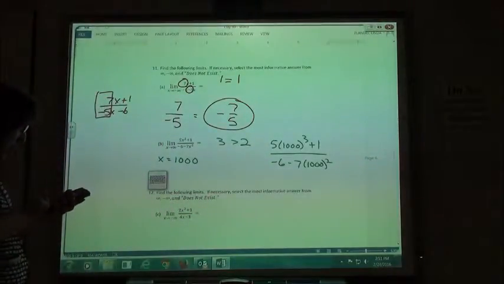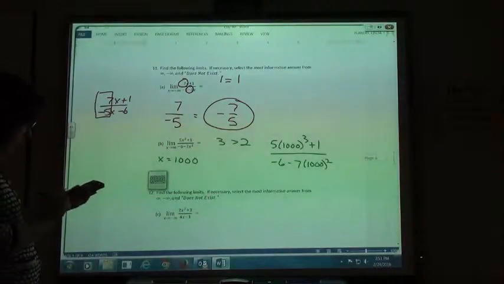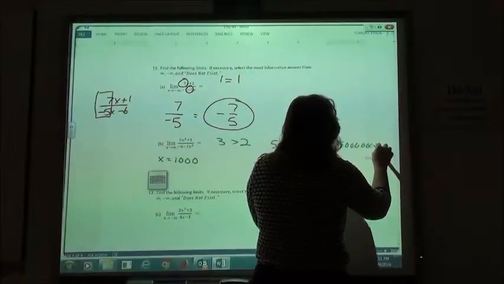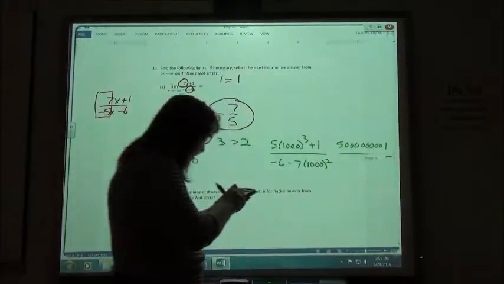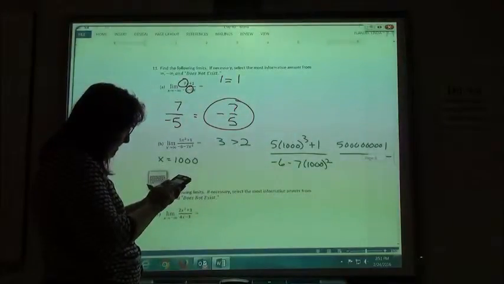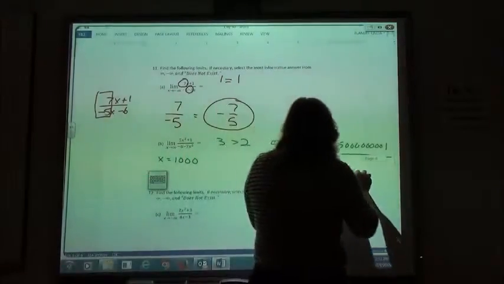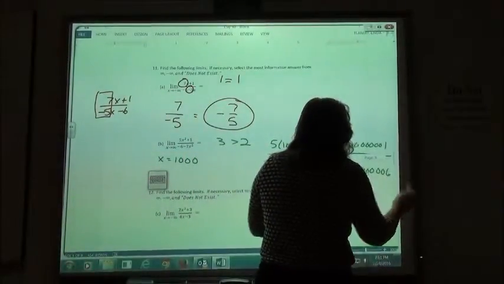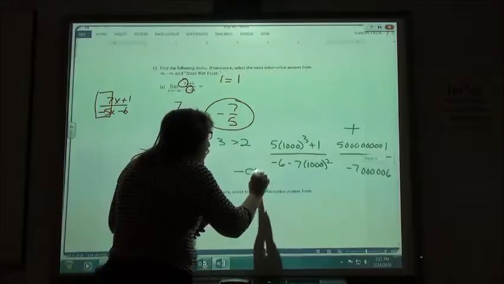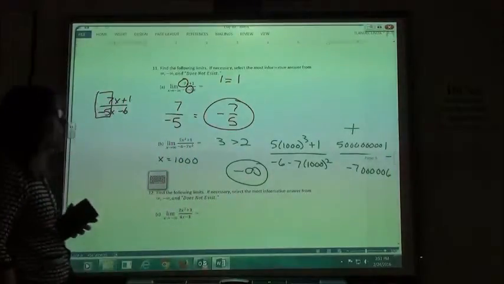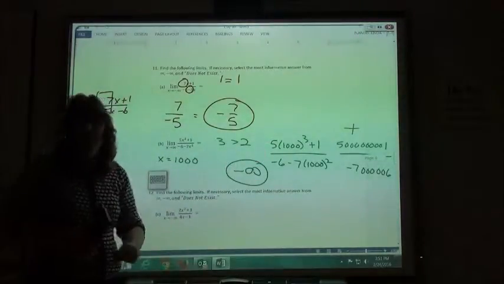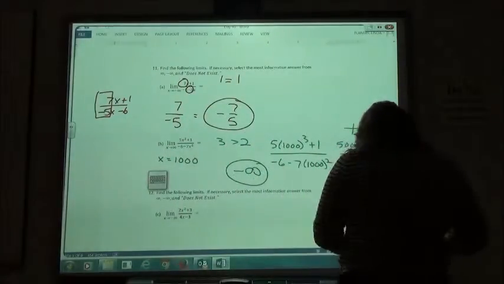So 5 times 1,000 to the third plus 1 gives me 5,000,000,000,001. On the bottom, negative 6 minus 7 times 1,000 squared gives me negative 7,000,006. So again, I have a positive over a negative. A positive over a negative is a negative, and so it's going to approach negative infinity. My number is just going to get smaller and smaller and smaller. The bigger the number I use, the smaller my answer would get, the more negative it would be.